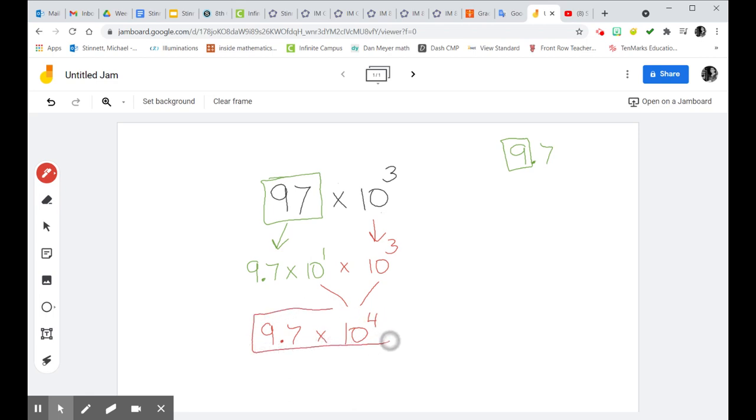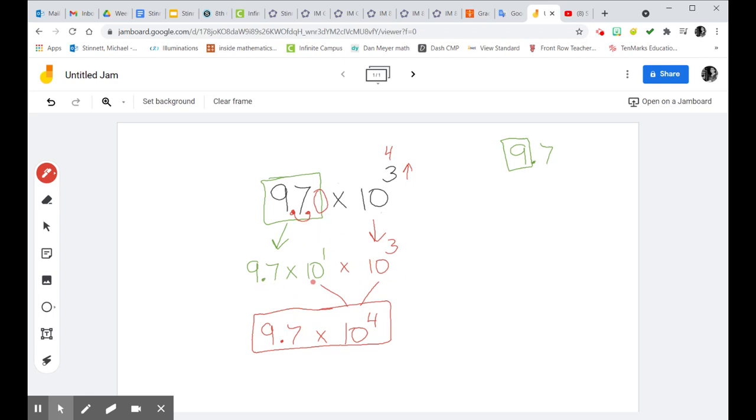So notice it did change a little bit. What we actually did was we said our decimal was here. This is really 97 point 0. And we moved our decimal over to here, right? And so now it's here. And when we moved our decimal left, we increased our exponent up 1. If you notice, we have a 4 down here now, okay? So that's kind of what's going on.